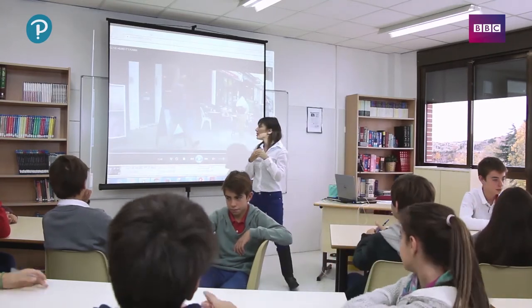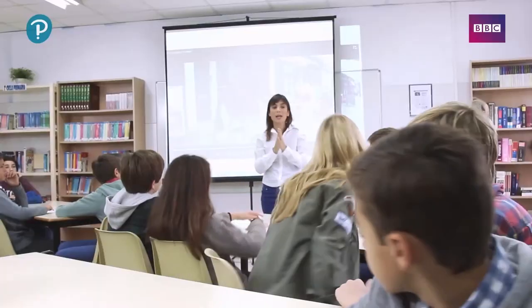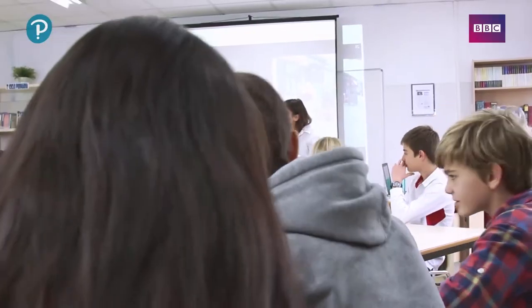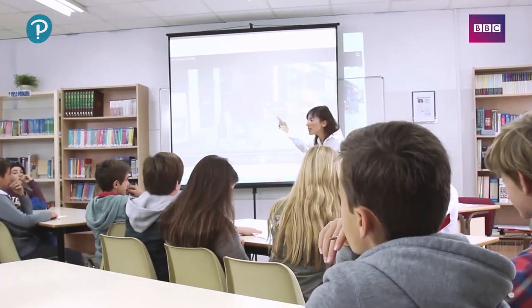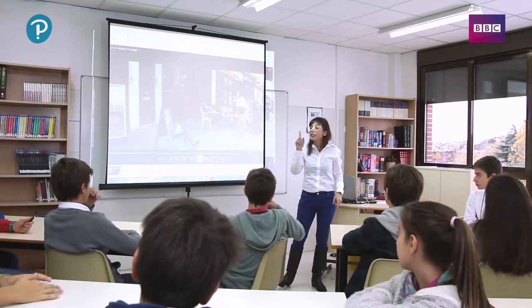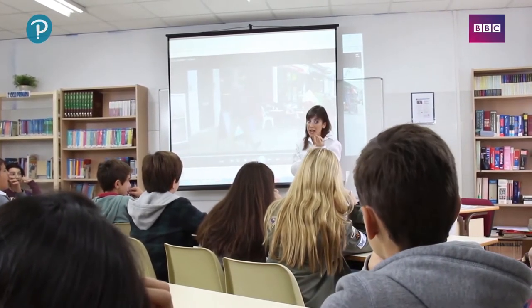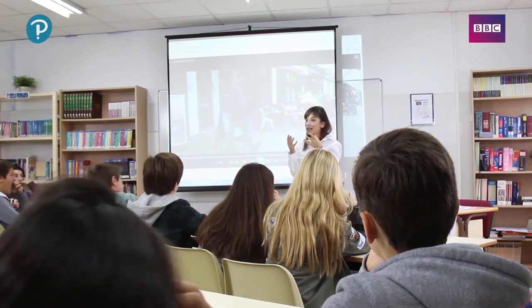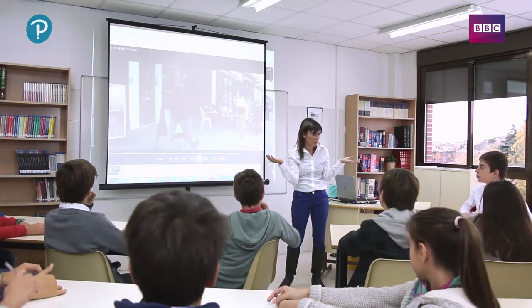Okay, now we're going to watch the video again. Everybody, student B, you're going to see if you can spot the lie. For example, there is no elephant, right? And student A, you're going to try to imagine what Alicia and Tomo, the two people, are saying, because they are speaking. So you have to imagine what they're talking about.